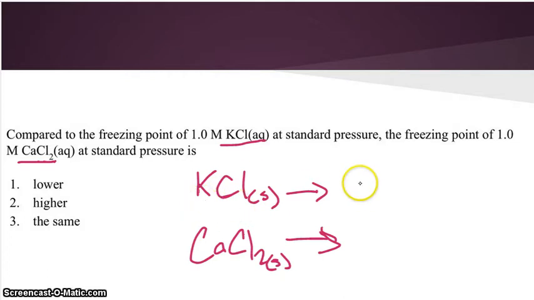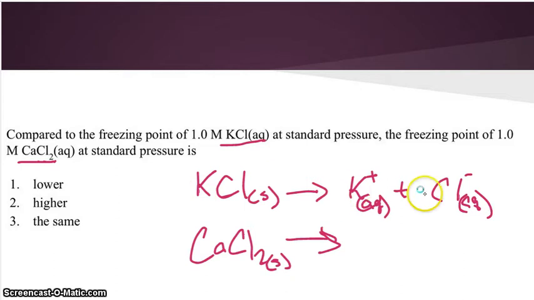So potassium chloride, when it dissociates, will give you a K plus ion and 1 Cl minus ion, and both of these would then be aqueous. So there's its dissociation equation for potassium chloride. So when that splits, we get 2 moles of ions.